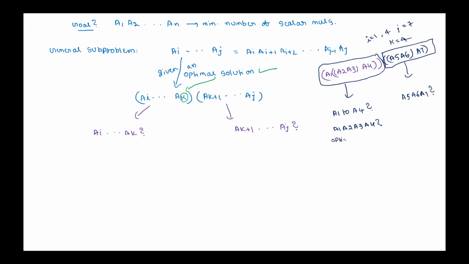What is the optimal solution to the subproblem? In general, what is an optimal solution to AI to AK? And what is an optimal solution to AK plus 1 to AJ?